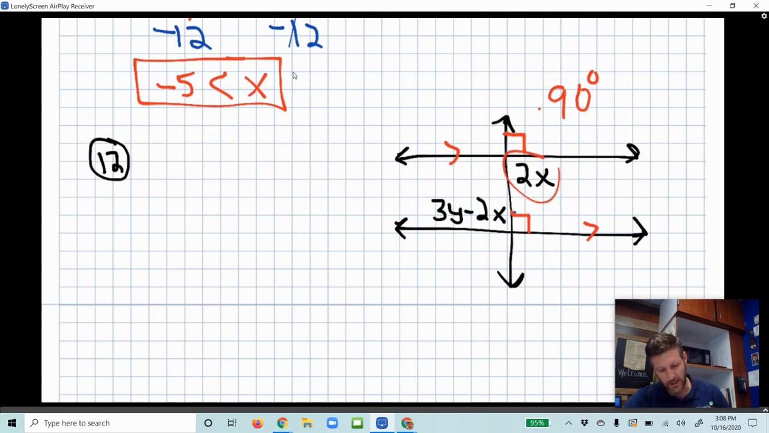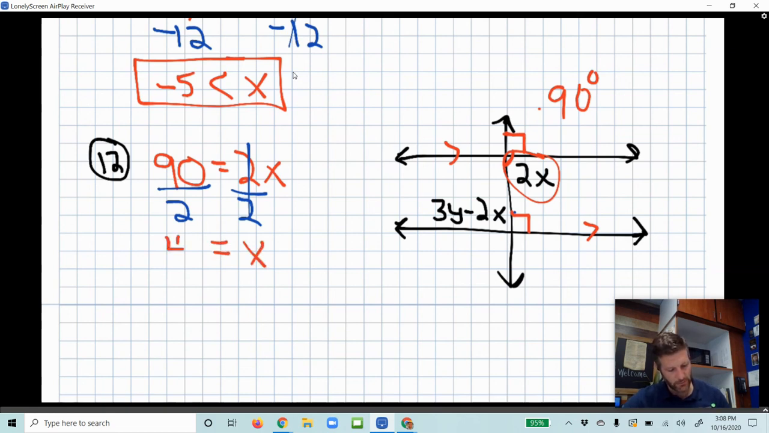Well, that tells me I know what 2x is. 2x is this angle right here. And that one, like all the other angles, must be equal to 90 degrees. So that gives me an equation that I can solve with only one variable. I can say 90 is equal to 2x. And then I can just solve. You're going to divide by 2. Half of 90 is going to be 45. So x is equal to 45. Boom. Shama Lama.